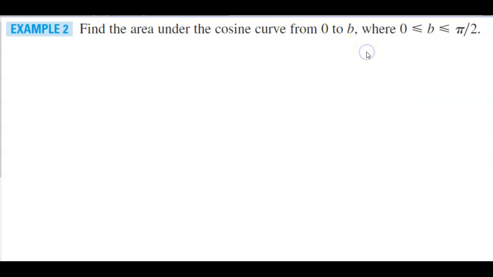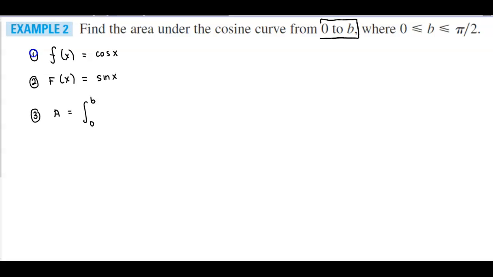Okay, so the first thing we need to find out is that we know that the function f of x is the cosine curve. Okay, and so then we need to find out what is the antiderivative of this function. Well, the antiderivative, okay, is sine of x. Okay, so now we're going to go ahead and find the area, okay? And so the area is going to equal the integral that goes from 0 to b, because they're asking us to find the area from 0 to b.